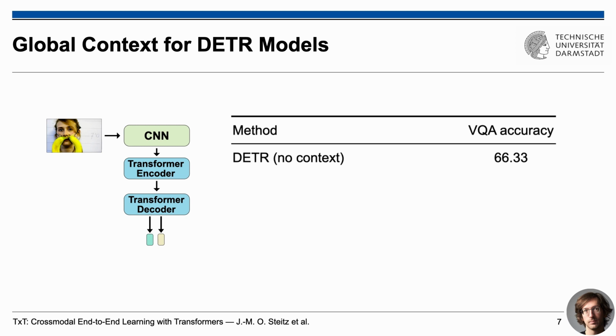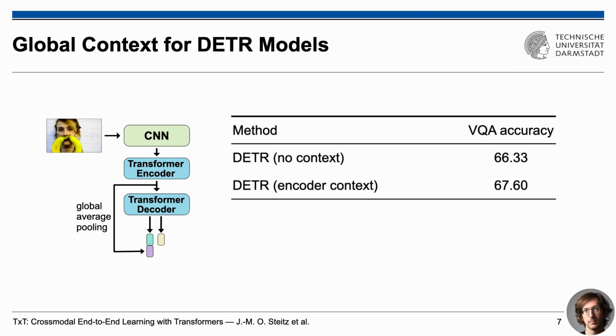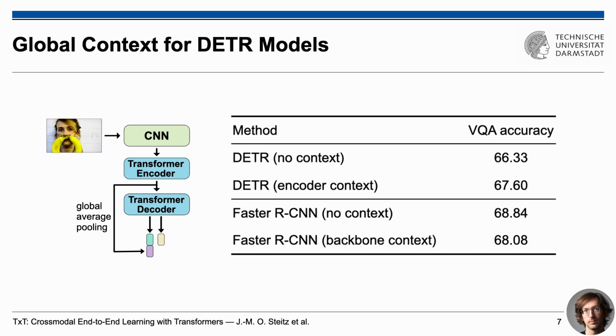As this global scene context is arguably important for VQA and other cross-modal tasks, we compensate for the loss in global context by augmenting each output feature vector with context information from global average pooling of the encoder output. This leads to a gain of 1.3% in VQA accuracy. Also note that adding the same contextual information to Faster R-CNN features in contrast does not aid VQA accuracy.